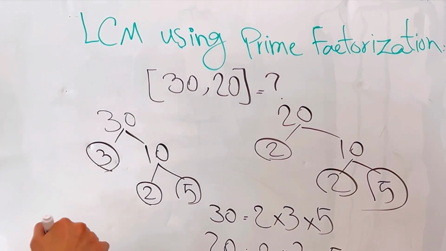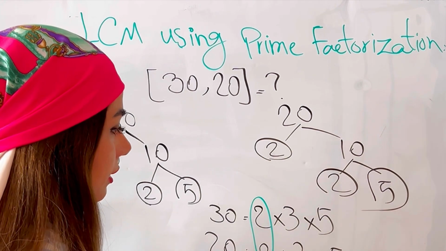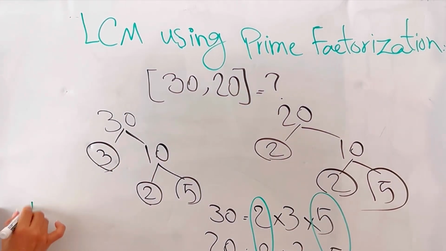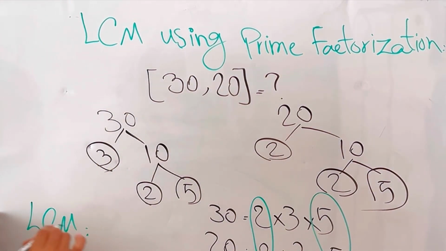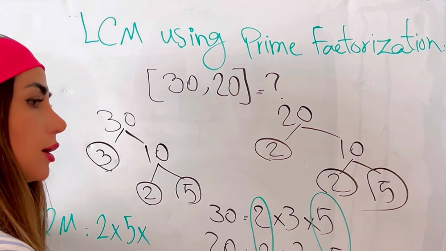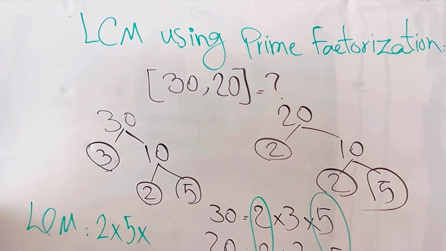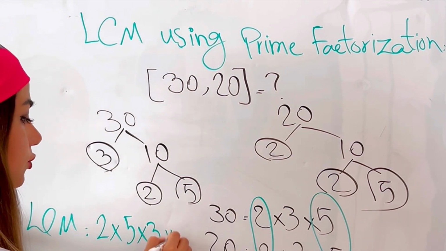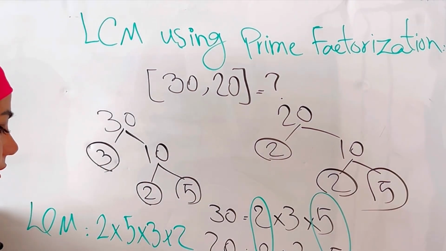For finding the LCM of 30 and 20, we have 2 times 5 as the common part, and add the rest of the numbers that are left over, meaning 3 and 2. As a result, 60 is the LCM.